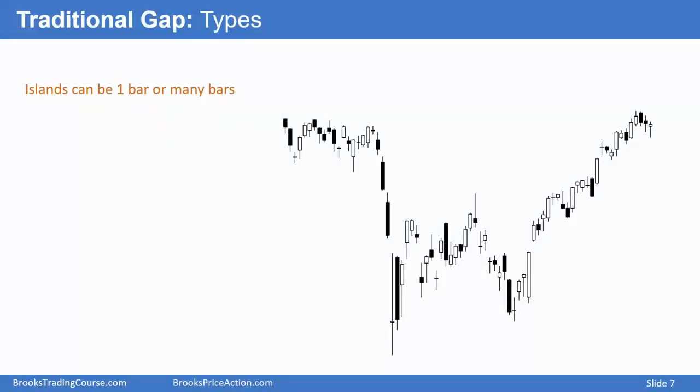An island can be a single bar, or it could be 10, 20, 30, 40, 50 bars. For example, we gapped down, we gapped up. This is an island bottom. It resulted in a trading range.